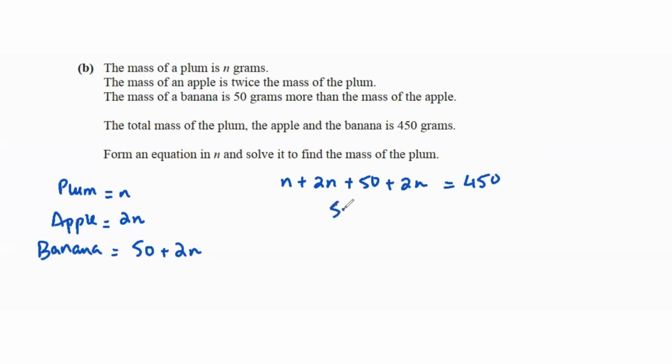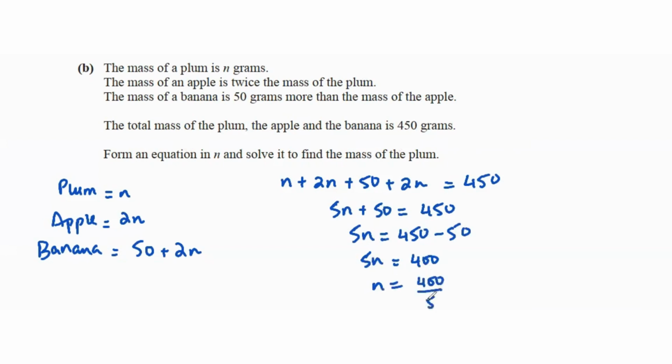So we have 5n plus 50 equals 450. 5n is 450 minus 50, which is 400. n is going to be 400 over 5, which is 80. So 80 grams is the mass of a plum.